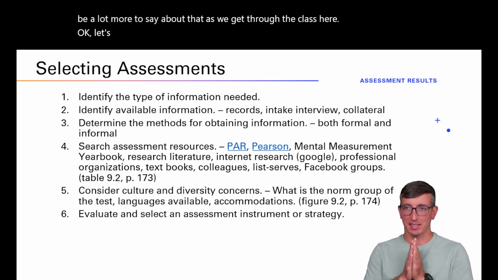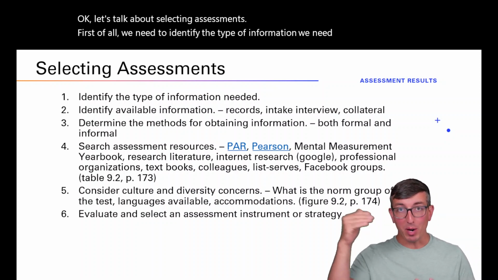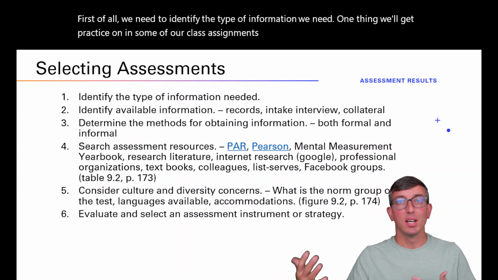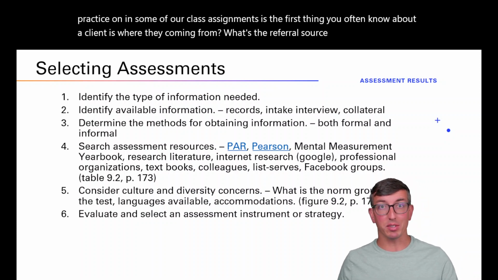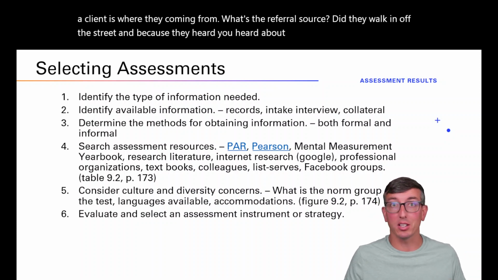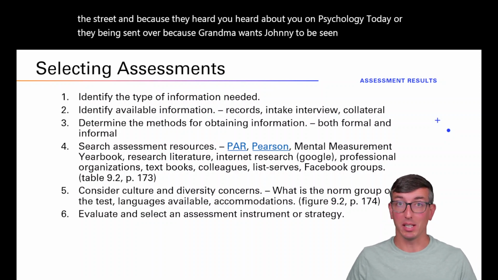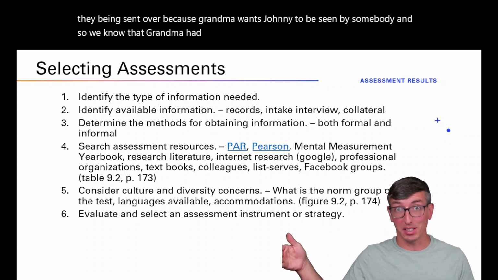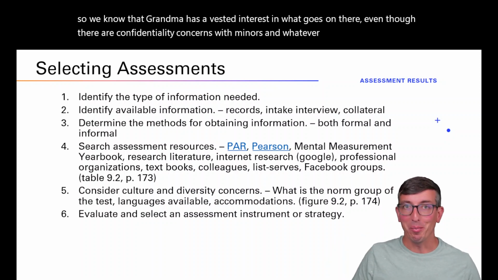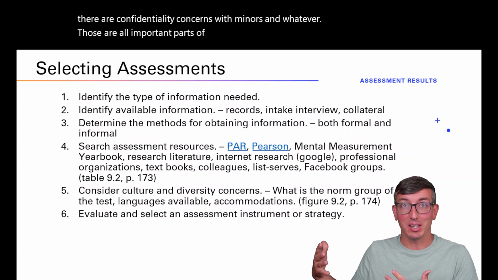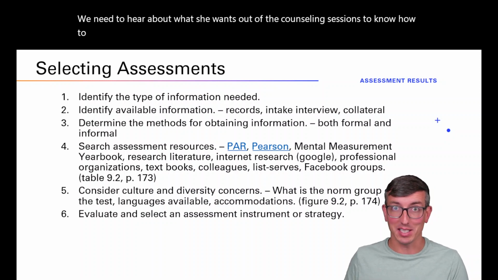Okay, let's talk about selecting assessments. First of all, we need to identify the type of information we need. One thing we'll get practice on in some of our class assignments is that the first thing you often know about a client is where are they coming from? What's the referral source? Did they walk in off the street because they heard about you on Psychology Today? Or are they being sent over because grandma wants Johnny to be seen by somebody? And so we know that grandma has a vested interest in what goes on there, even though there are confidentiality concerns with minors and whatever. We need to hear about what she wants out of the counseling sessions to know how to do that assessment.